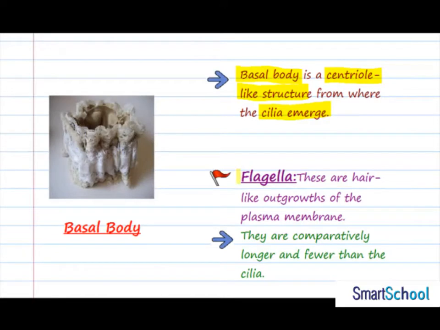Now we come over to the next organelle, that is flagella. These are hair-like outgrowths of the plasma membrane, just like cilia. They are also hair-like outgrowths present on the plasma membrane. They are comparatively longer and fewer than the cilia. So the difference between cilia and flagella is that the flagella are longer than the cilia and they are fewer in number.